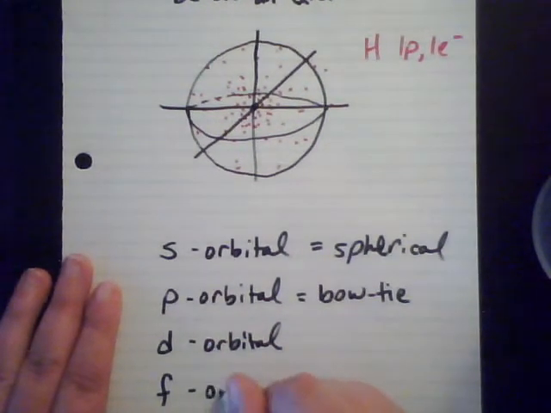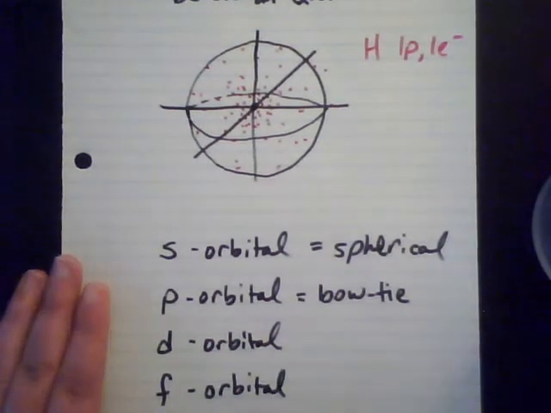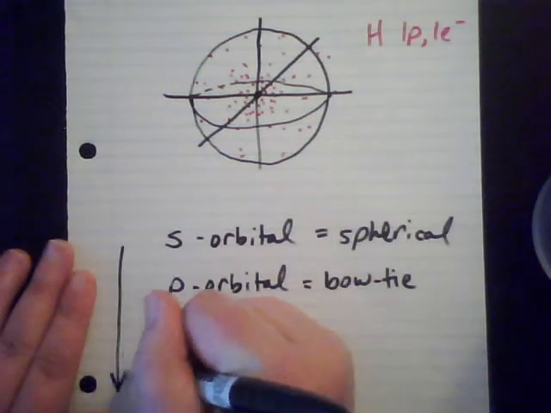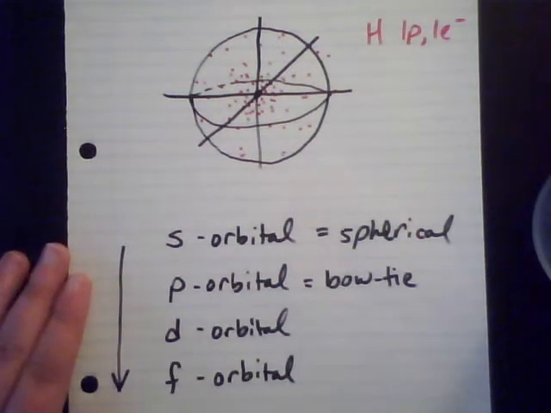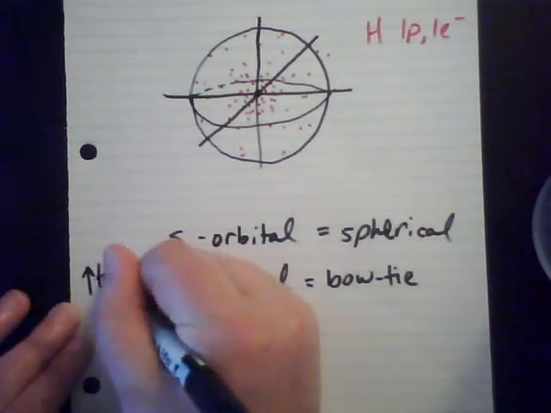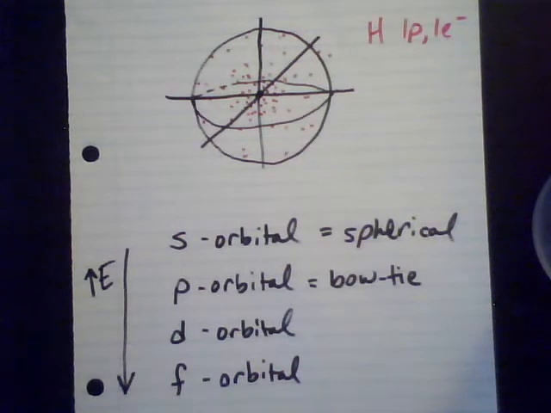And then f orbitals get even wackier. So in our class we're going to focus on the s and p orbitals, but know that as you increase at a given shell, at a given energy level, this is increasing in energy. So a p orbital is higher energy than an s orbital in the same shell, or a d orbital is higher than a p orbital in the same shell in terms of energy. Okay, so these are the general pictures of our atomic orbitals.